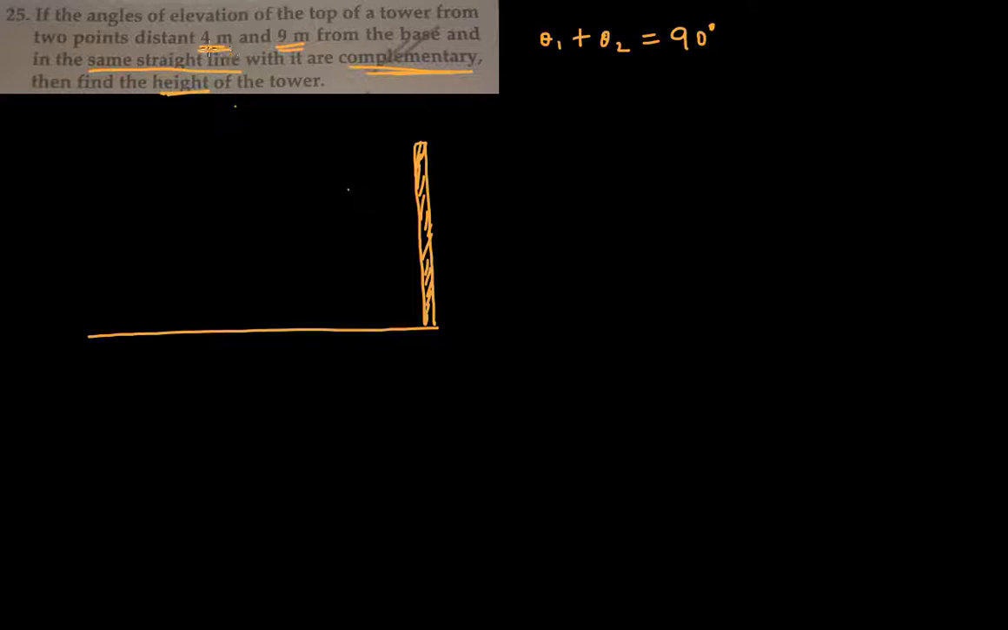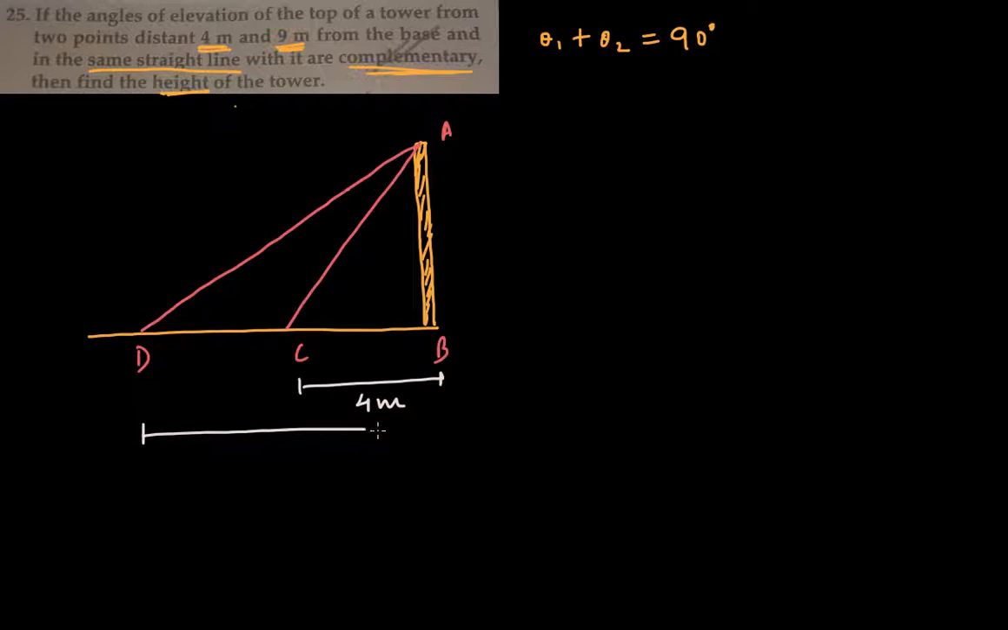Now it says that from a distance of 4 meters and 9 meters. So what I'll do, I'll just take a distance of 4 meters and let's say this distance is 9 meters. So now let us name the points A, B. AB is our tower. This is C, this is D. So now we have here that BC, this is 4 meters, and BD, this is equal to 9 meters.